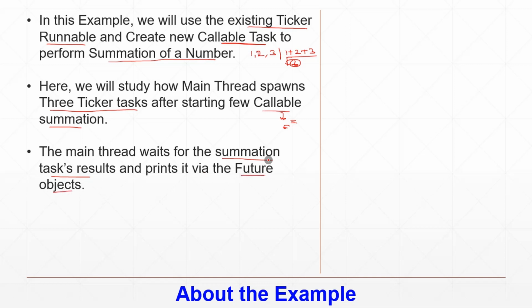So after starting the summation task, it will do the duty of starting the ticker as well. After spawning the ticker threads, it will come back because previously it started the summation, right? It will come back and check the future object for the result. So if the summation is still going on, it will wait for the summation to complete, collect the result from the future and print it. So that's what we are going to create in this example, or in this video.